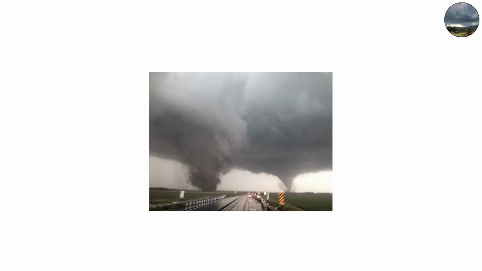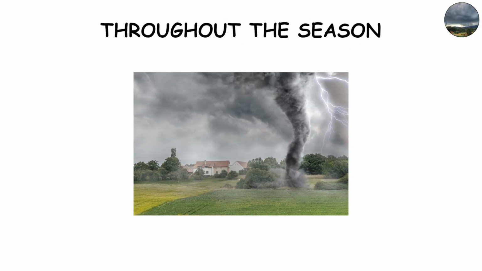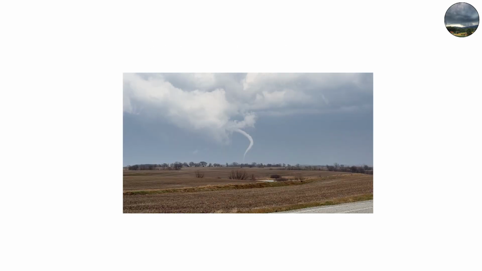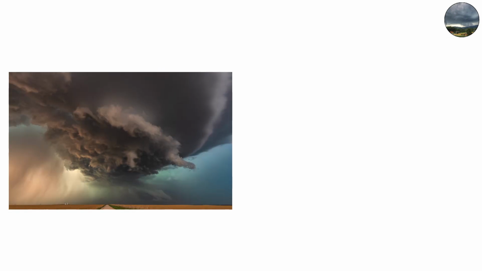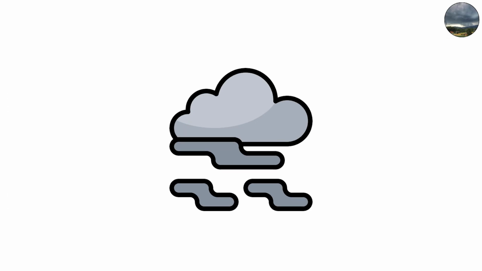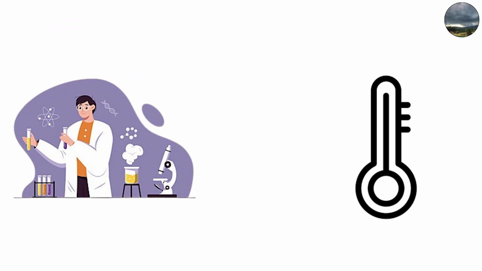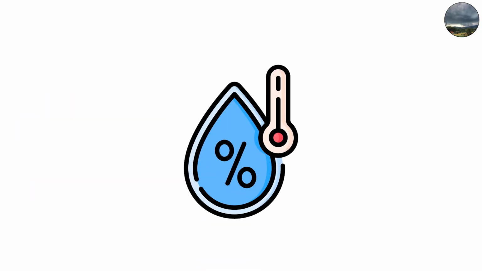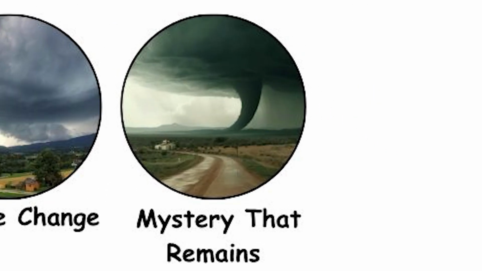What's also changing is tornado clustering. Instead of a steady number of storms spread throughout the season, we're seeing fewer outbreak days, but with more tornadoes forming in short bursts. That means when conditions are right, the storms are far more explosive and unpredictable. As weather patterns continue to evolve, scientists are keeping a close eye on how rising temperatures, jet stream shifts, and humidity levels reshape where and how tornadoes form in the future. The mystery that remains.